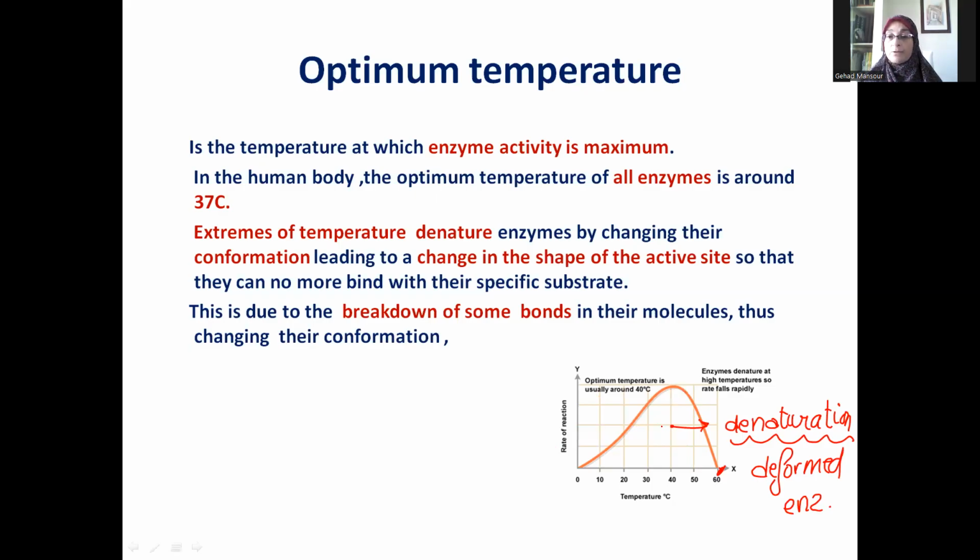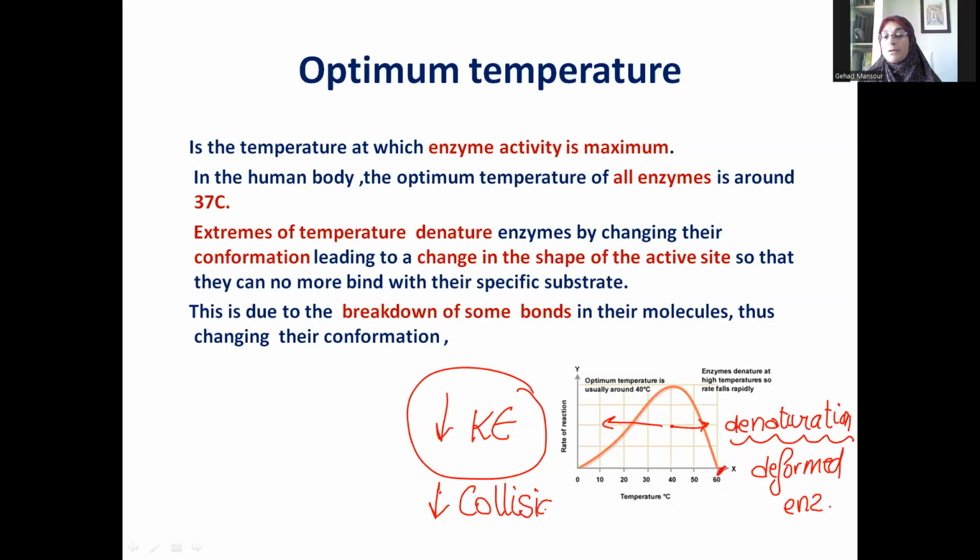On the other side, why when we lower the temperature, enzyme activity diminishes? It diminishes because of a decrease in kinetic energy of the molecules, and therefore a decrease in collisions, and therefore a decrease in the chemical reaction. So any shift away from the optimum temperature will diminish enzyme activity.